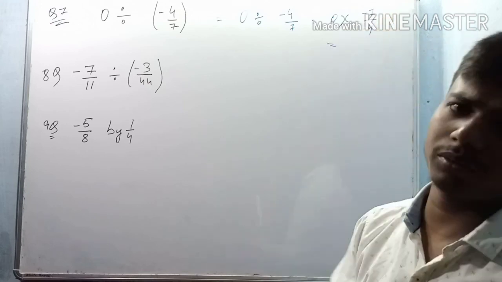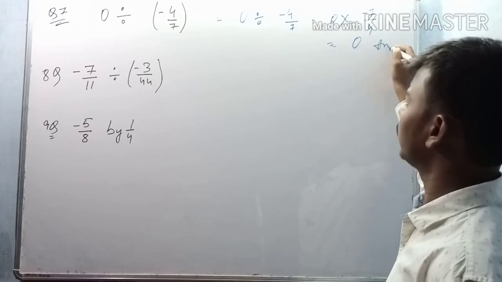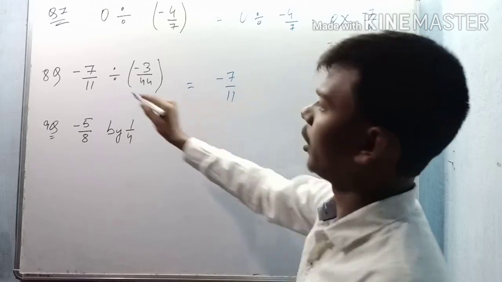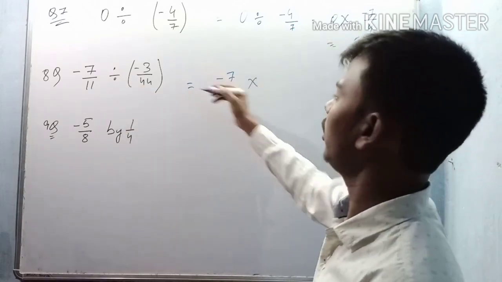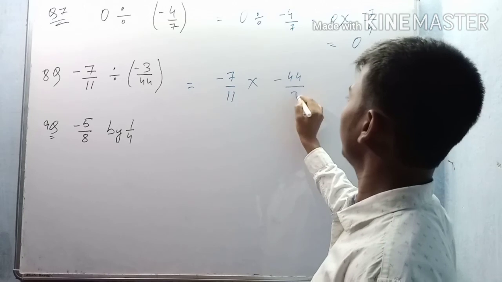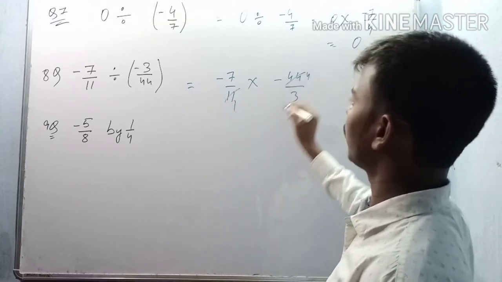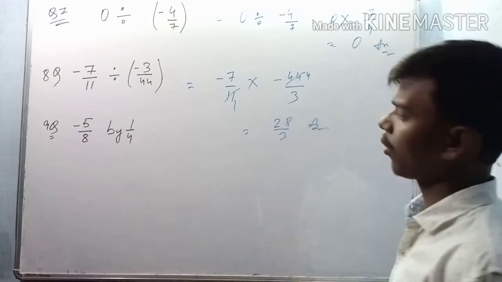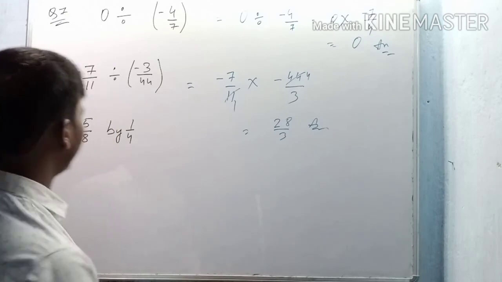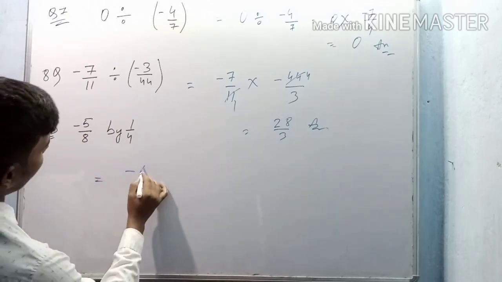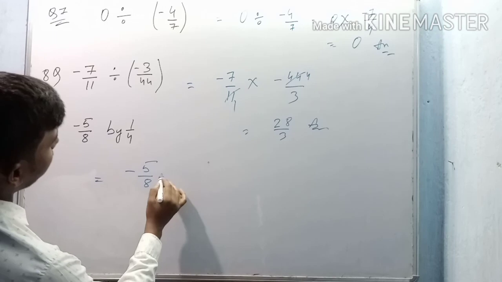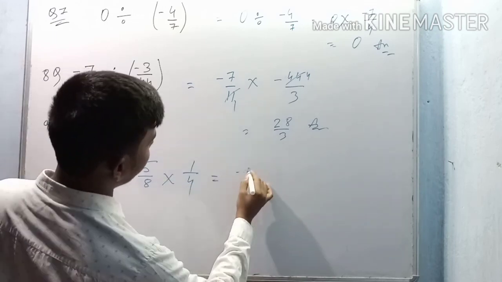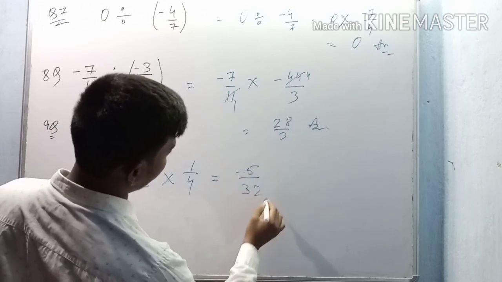Anything multiplied by 0 is 0 only. Answer. Second question, what is it saying? Minus 7 by 11 divided by... division will become multiplication, and this side reciprocal will be done. 3 11s are 11, 11 4s are 44, 7 4s are 28, minus minus plus, so 28 by 3 is the answer. Okay. Third question, what is it saying? Third question is that the division sign is not there. Minus 5 by 8 multiplied by... we have to multiply, and 4. So minus 5 by 32. Simple.